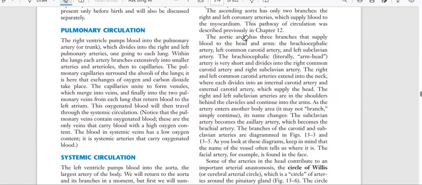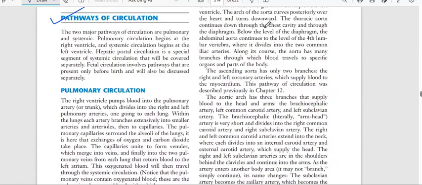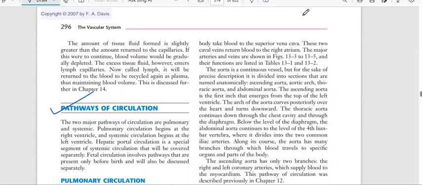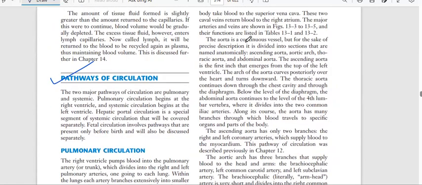Next we will discuss the aorta. Here are all the details about systemic circulation, how it reaches every part of the body. The aorta is a continuous vessel, but for the sake of precise description, it is divided into sections that are named anatomically: ascending aorta, aortic arch, thoracic aorta, abdominal aorta.